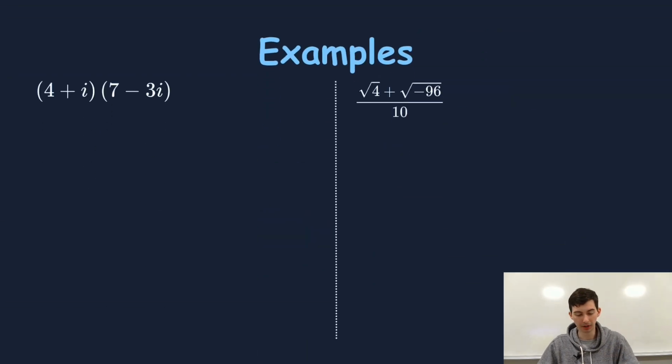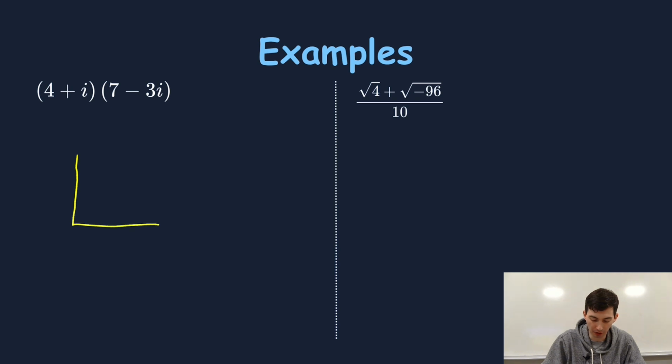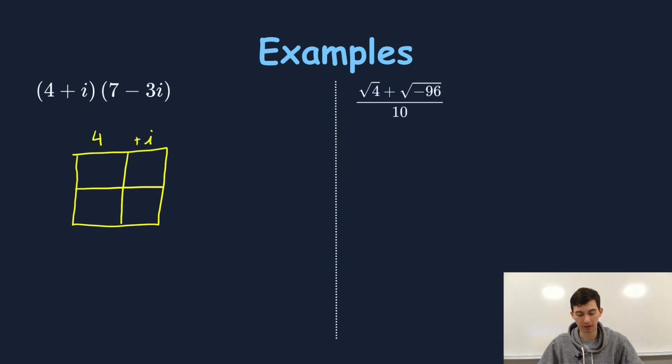Okay, 2 more examples here. Now let's multiply. We're going to multiply some complex numbers now. And again, we can use the FOIL method or we can use the box method. I usually prefer doing the box, just helps me keep my numbers a little more in order.